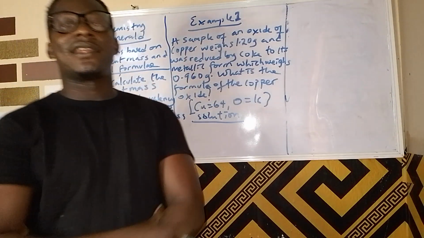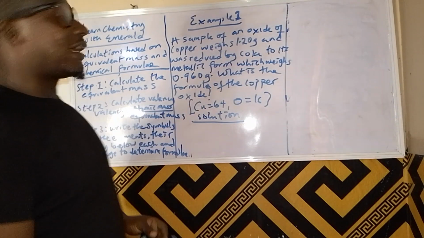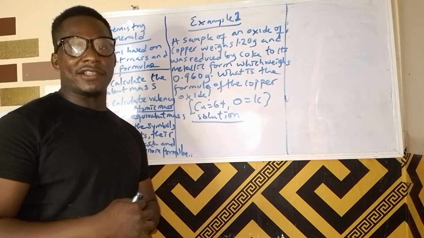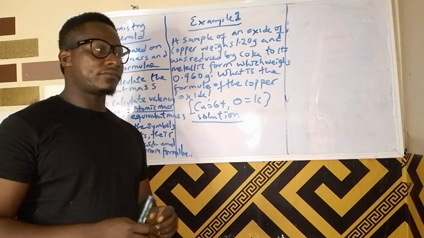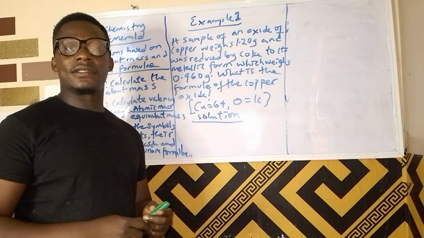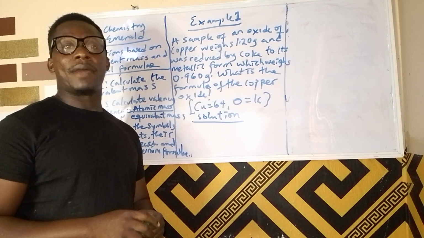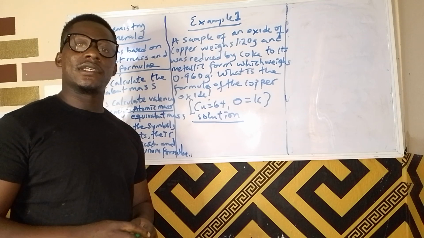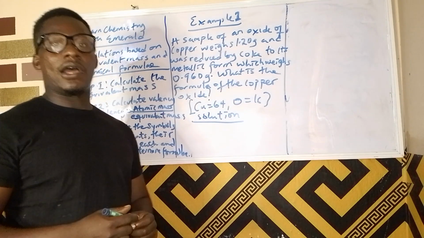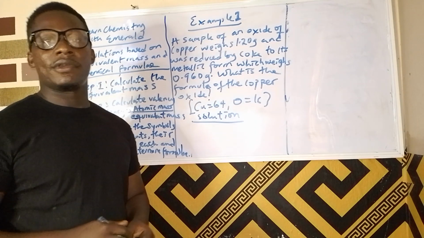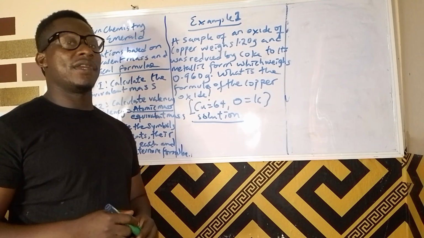Learn Chemistry with Emerald, and in today's class we're going to look at how we can use equivalent mass to find the formula of a compound. Equivalent mass is defined as the number of parts by mass of the element that combines with 1 gram of hydrogen or 8 grams of oxygen. Now, how do we get the formula of a compound using equivalent mass?